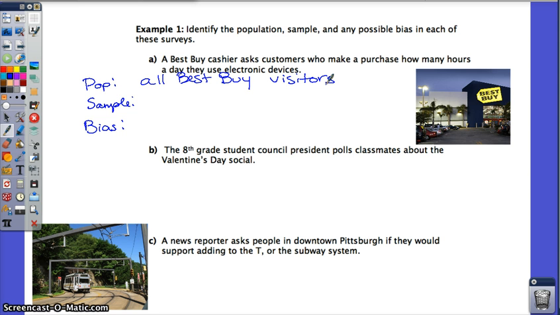Who is the sample then? Well, the sample is going to be the people that the cashier asks, which means the customers who actually make a purchase. The sample then is the people at Best Buy who make a purchase.